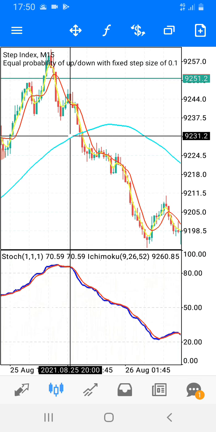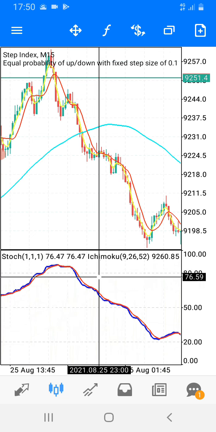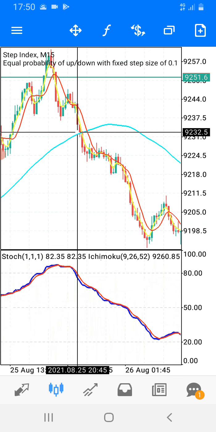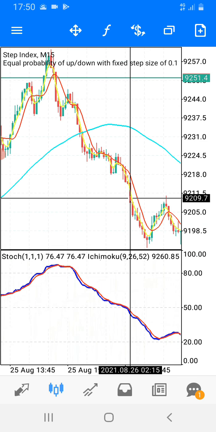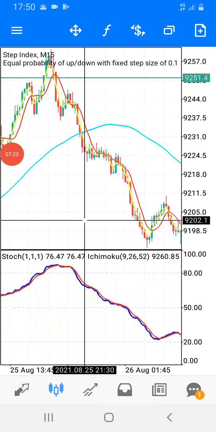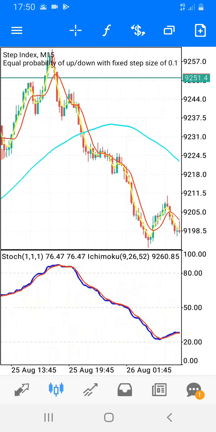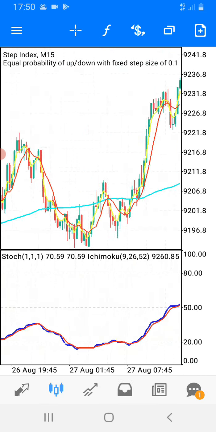Look, it crossed above. It's at the overbought level. The red moving average is above the yellow moving average. And look, guys, it's a sell. You can see that it's a sell. So that's how this powerful strategy works.